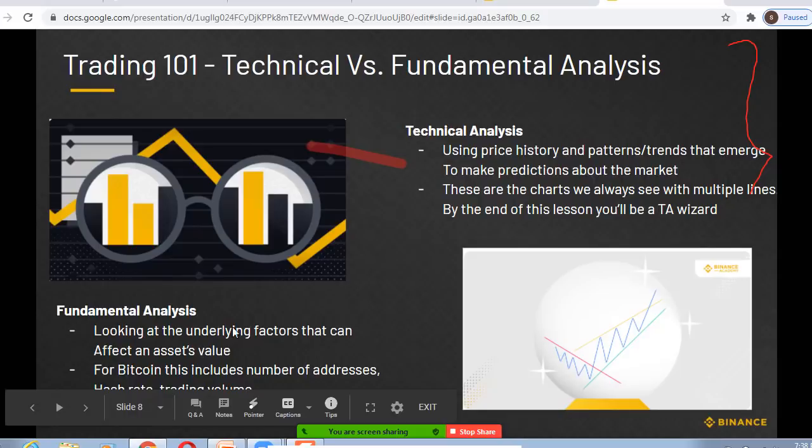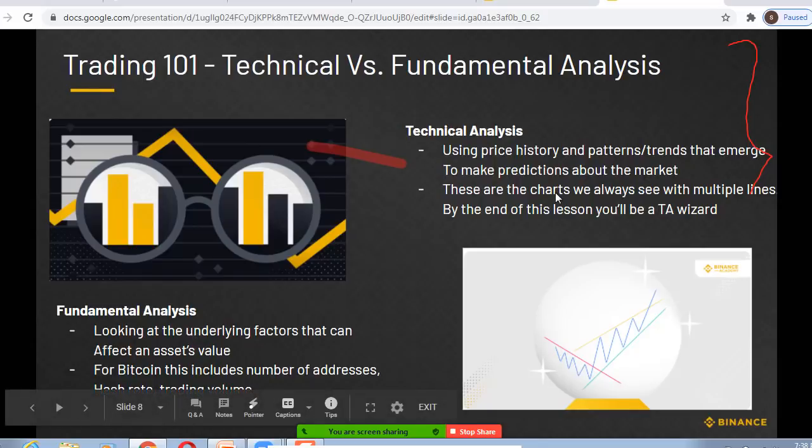Now, fundamental analysis, you are looking at the factors that affect the underlying asset, for example, Bitcoin. There are factors that appraise the price of Bitcoin, like BTC hash rates, the number of minings, and all that. They all affect Bitcoin price. For BTC, it also includes the number of addresses and also hash rate. I've talked about that, and trading volumes. These are fundamental analysis. So if you're looking at factors that affect a particular cryptocurrency asset, you look at addresses, hash rates, trading volumes. These are fundamental analysis.